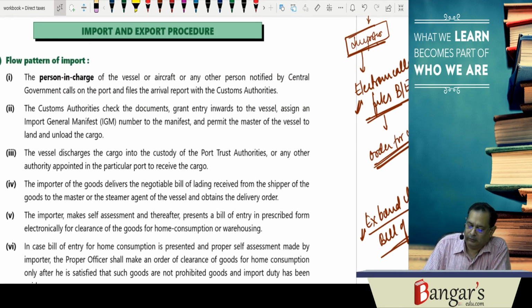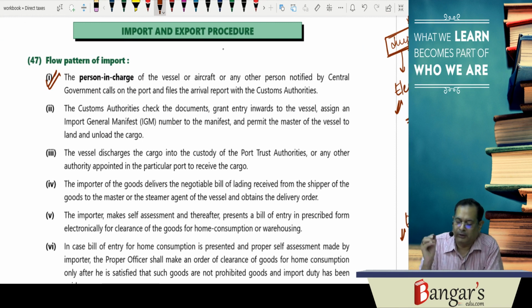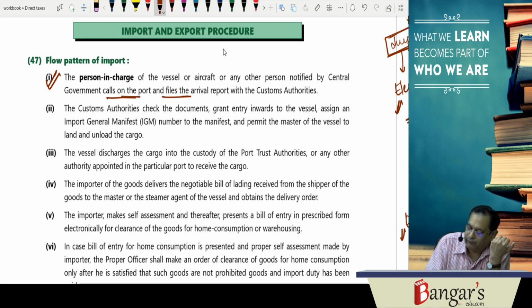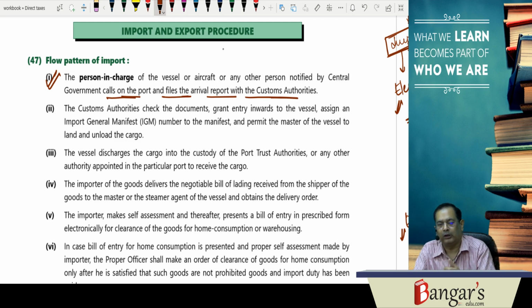So let us see the flow pattern of import. The person in charge of the vessel or aircraft, or any other person notified by the central government, calls on the port and files the arrival report with the customs authority. The customs authorities then check the documents. They grant entry inwards to the vessel, assign an import general manifest number to the manifest which has been presented, and permit the master of the vessel to land and unload the cargo.